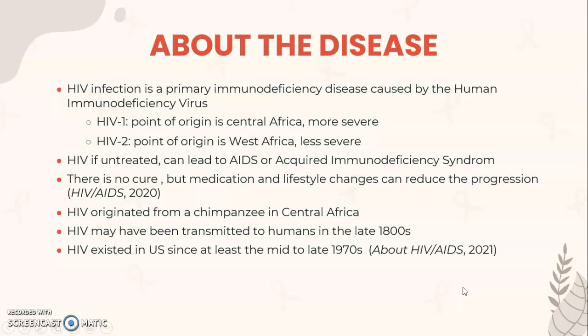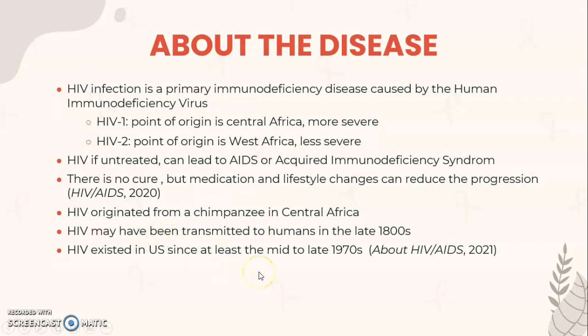So a little bit about the disease. HIV infection is a primary immunodeficiency disease caused by the human immunodeficiency virus. There are two kinds. HIV-1, the point of origin is Central Africa where it's more severe. HIV-2, the point of origin is West Africa, which is less severe. As far as prognosis goes, HIV, if untreated, can lead to AIDS, or acquired immunodeficiency syndrome. There is no cure, but with medication and lifestyle changes, you can reduce the progression of the disease.